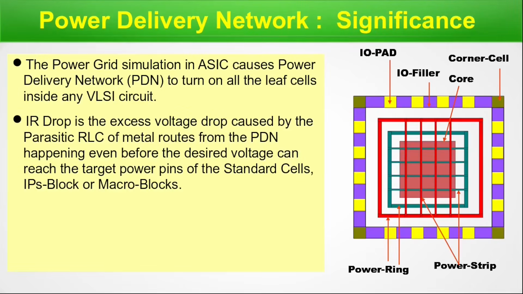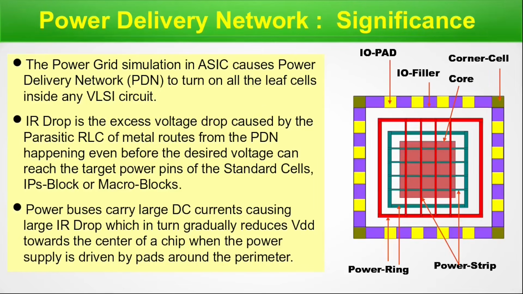IR-Drop is excess voltage drop caused by parasitic RLC of the metal routes from the PDN, happening even before the desired voltage can reach the target power pins of the standard cell, IP blocks or macro blocks. So, as per this particular definition, the IR-Drop happens well before the actual voltage from the power rings, as shown on the right hand side, could reach up to the specific standard cell or macro blocks of any IP block to the power strip.